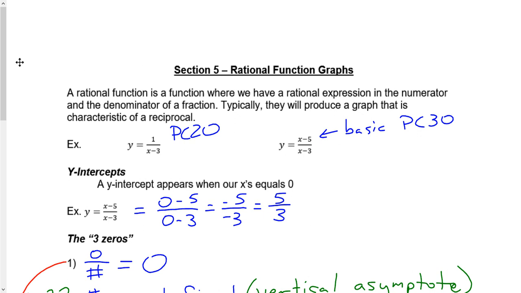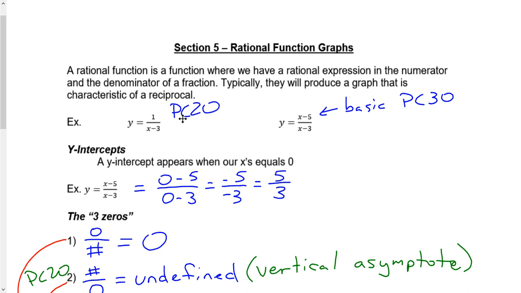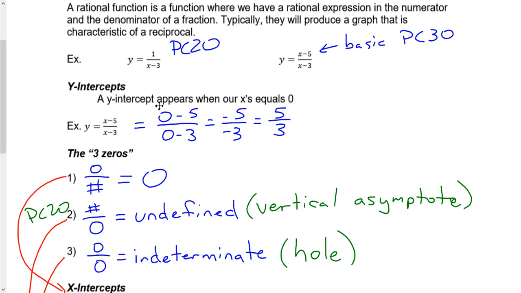So continuing on, I'm just going to do a quick little bit of a review. So we had done some rational functions last year in pre-calc 20. We're doing more complex ones in pre-calc 30. Y-intercepts happen when our x's are all set to be 0.